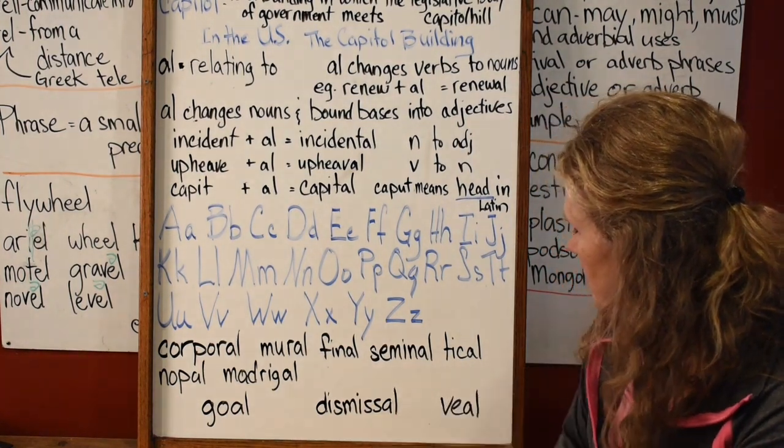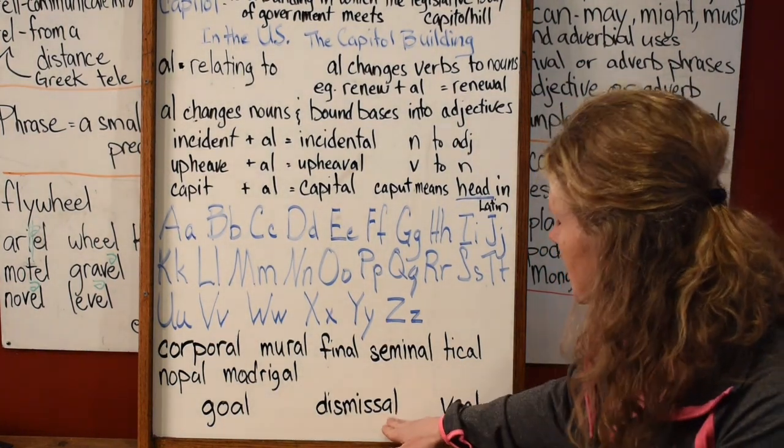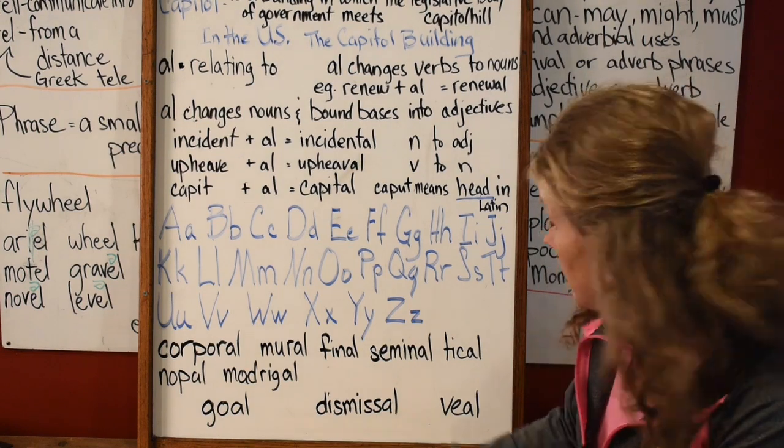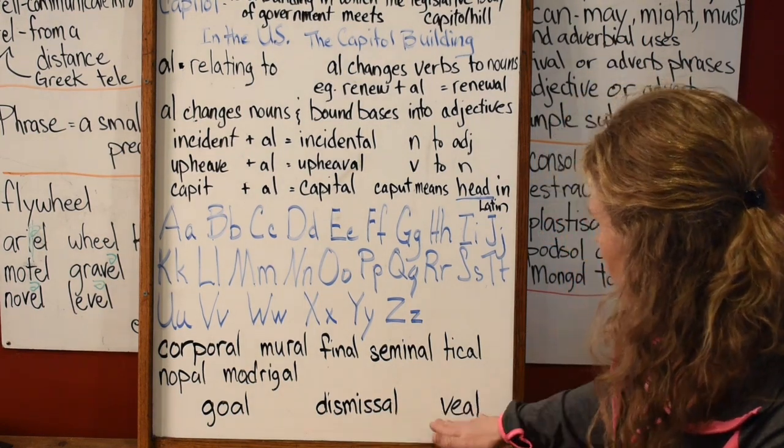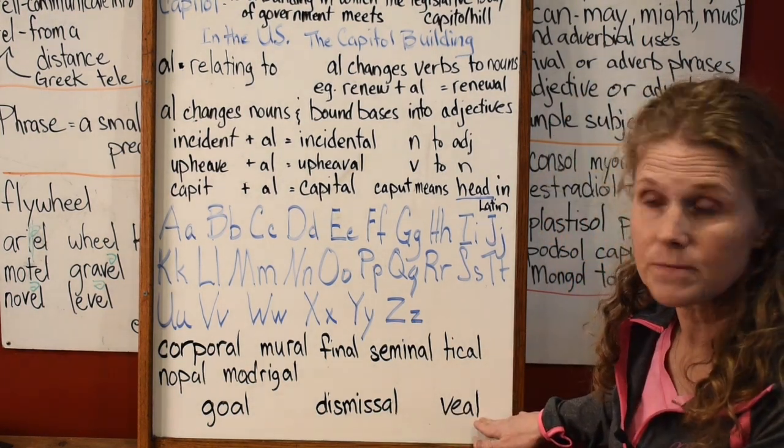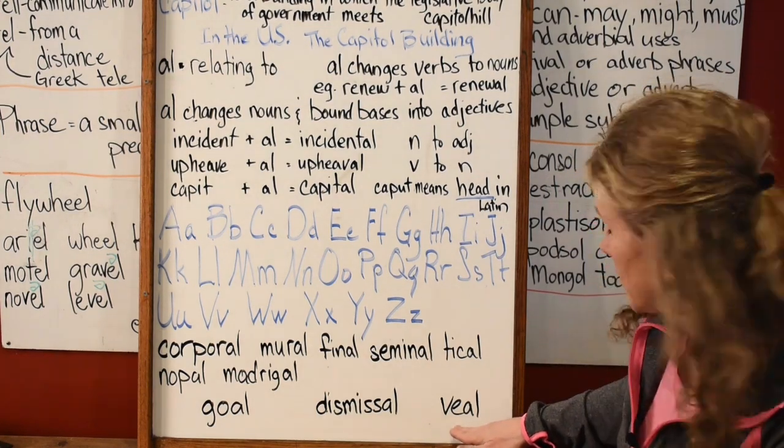How about this one, dismissal? Yes, that is a suffix. Dismiss is your base word. Miss is your root. How about veal? What about this one? Vowel team. This is a vowel team, you're right.